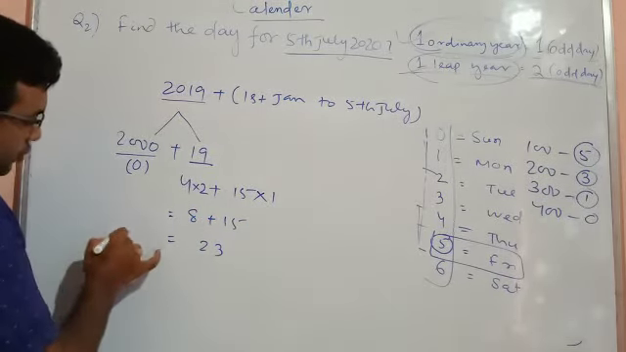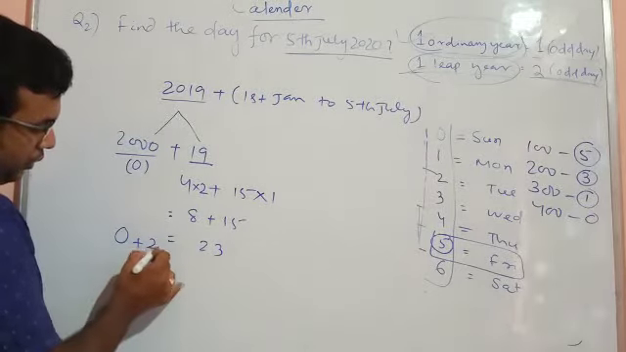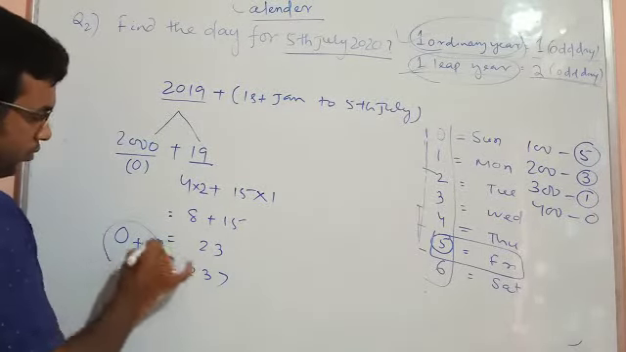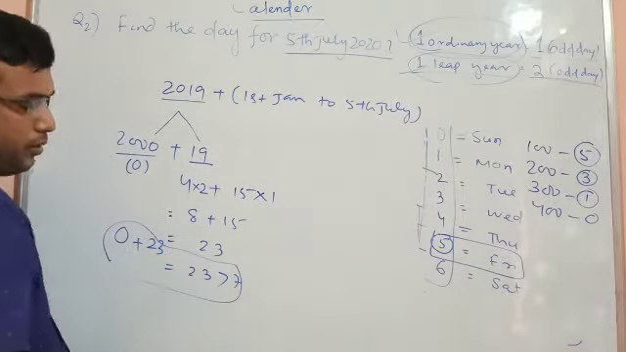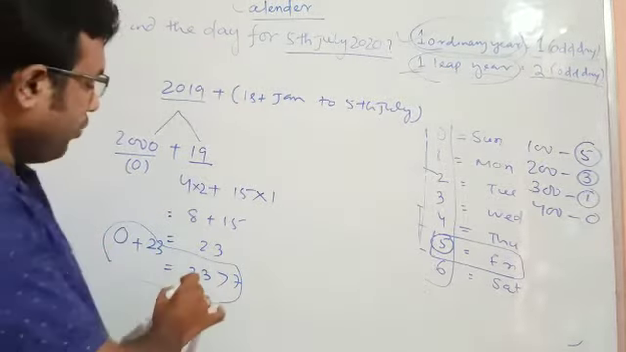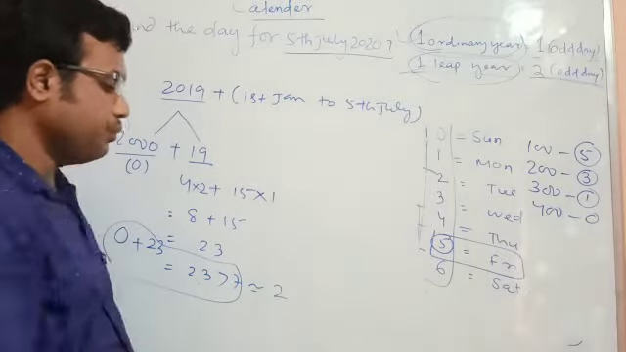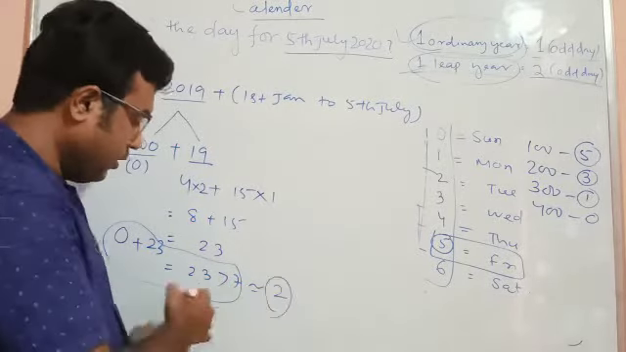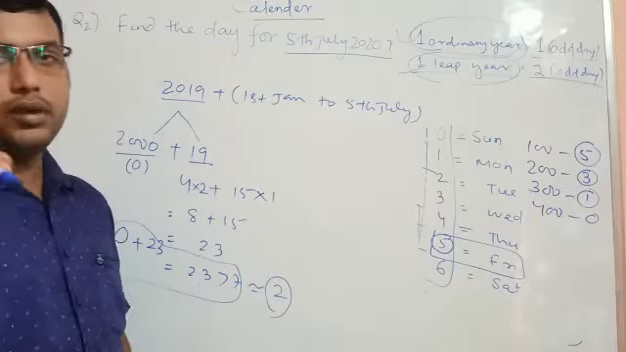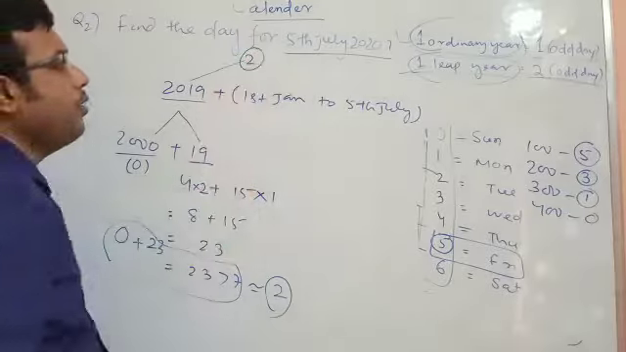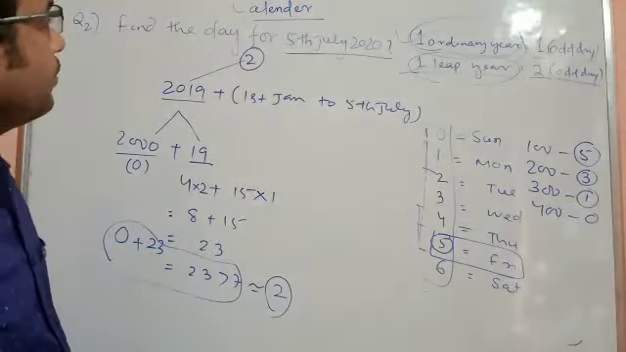So here it is also 0 plus 23, equals 23, which is greater than 7. So divide 23 by 7, and you take the remainder part, which is 2. So in the year part, we find 2 odd days.